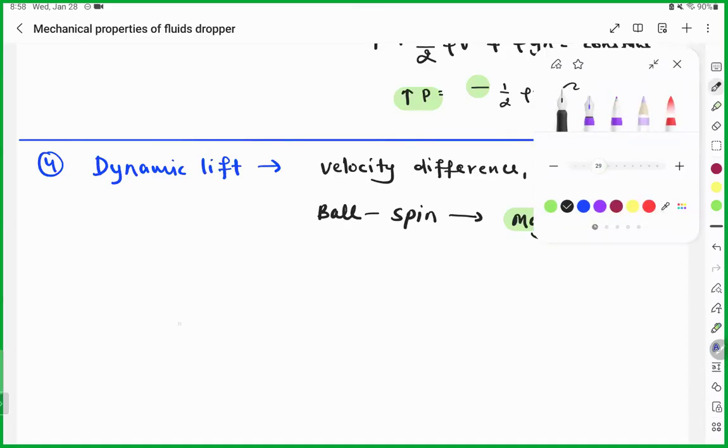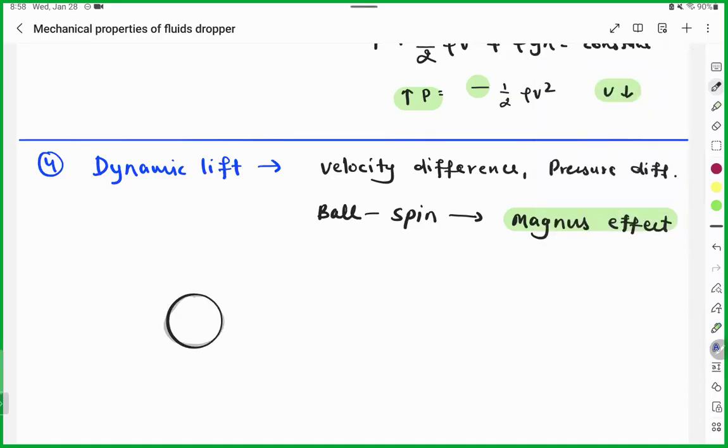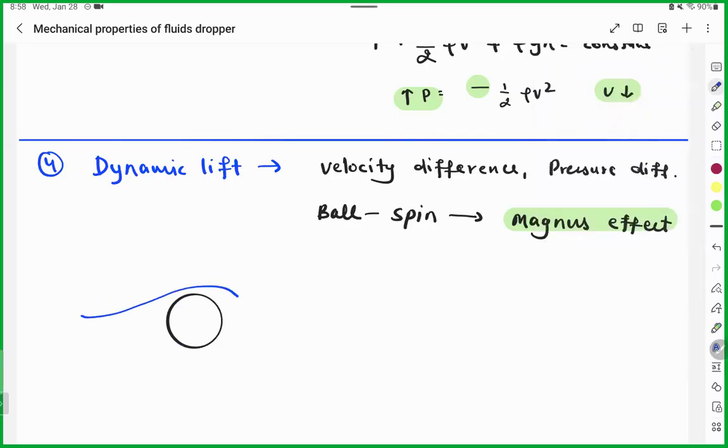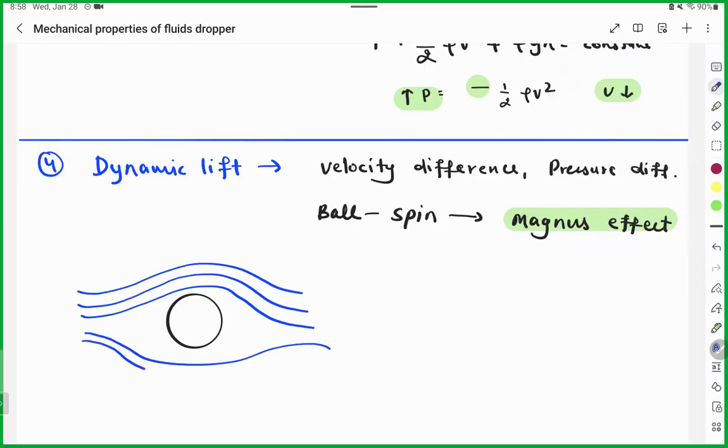For example, if you take this ball, what will happen if the air above and below is exactly the same? If it is exactly the same above and below, you will see there is no spinning of the ball. The ball will move straight because the total air pressure above and below is the same. The velocity will be the same.